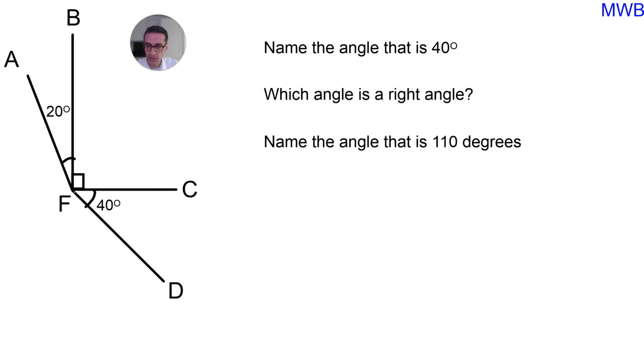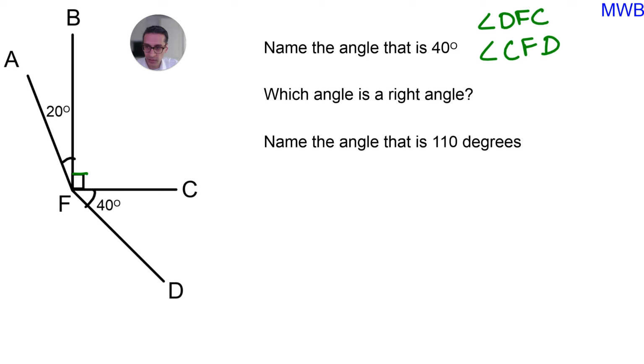So we know the 40-degree angle, the vertex is at F, and then the two arms go out like that. So we can either start at D or we can start at C. But there's two potential answers to this. So let's just start at C, and you're going to have CFD or DFC. These are our two potential answers. So let's just write that here. So angle DFC or angle CFD.